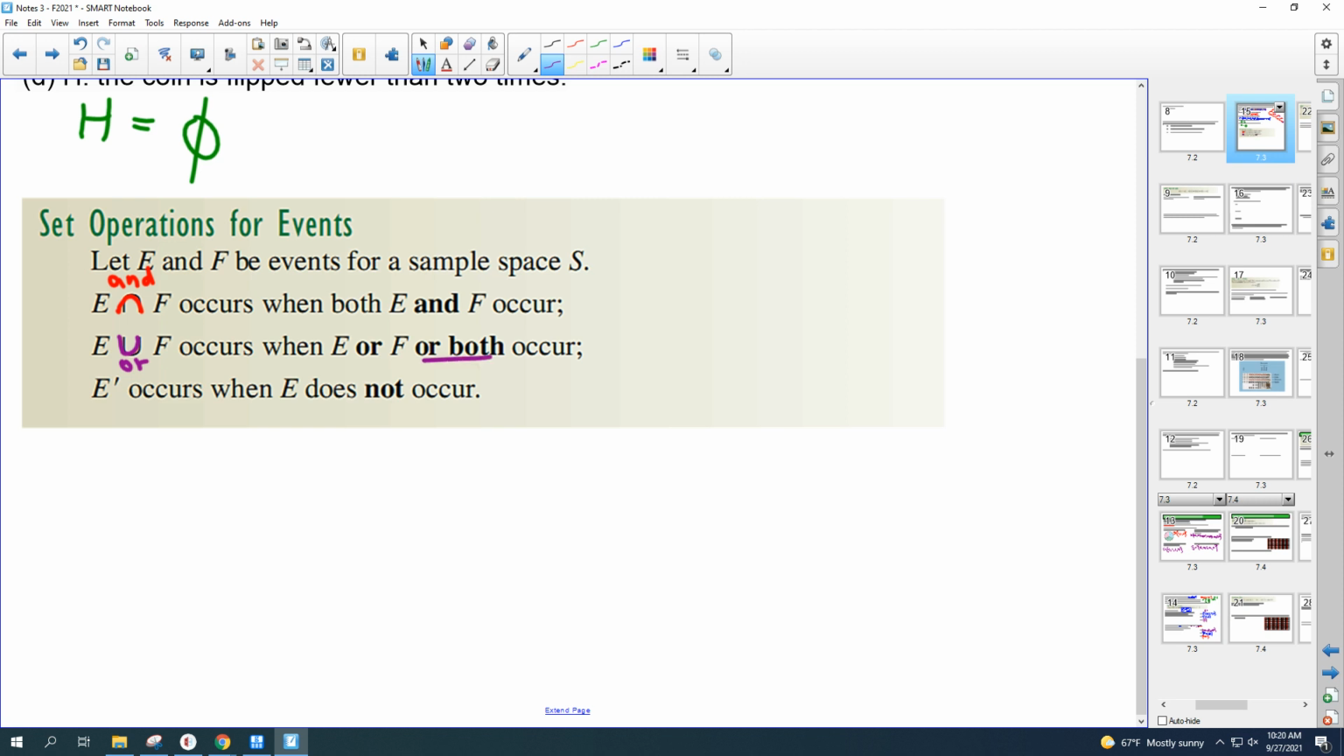So notice this or both. All right, one or the other or both of them. That's important because I know sometimes the word or uses the word both and sometimes it doesn't want to use the word both. But in this case, one or the other or both. And then this symbol I read as not E. E complement occurs when E does not occur. So learn those symbols. They come up all the time in the next couple of chapters.